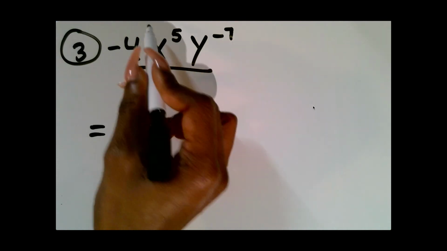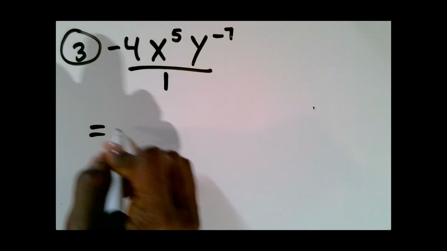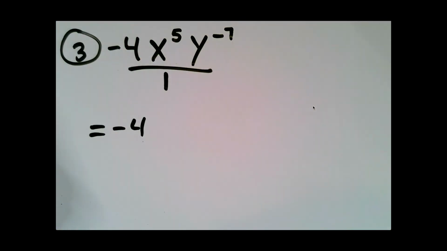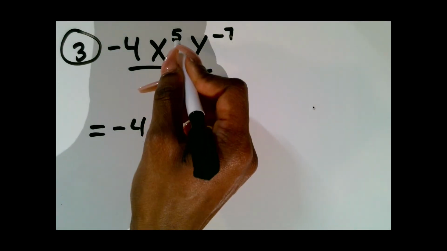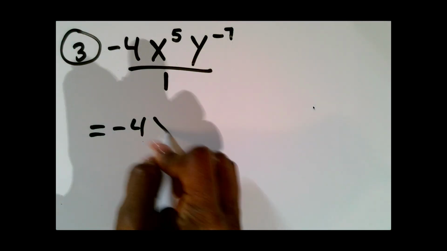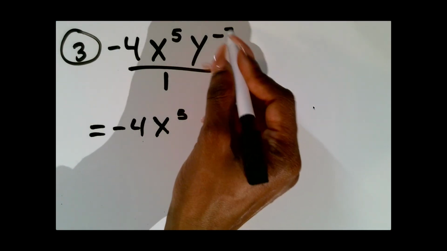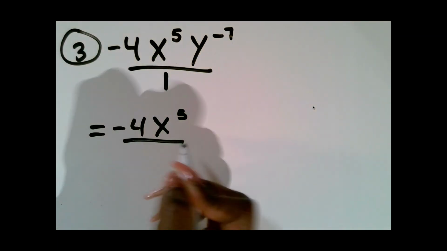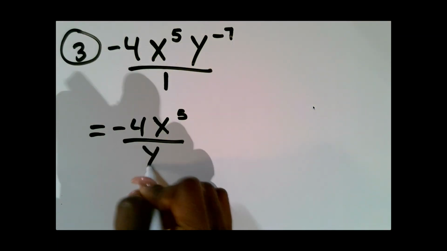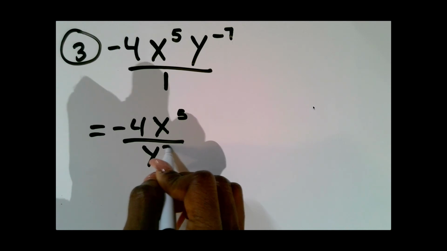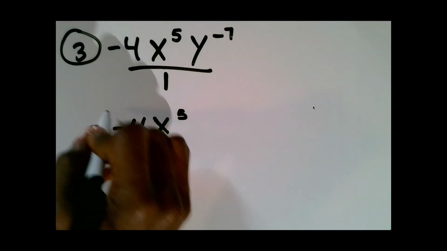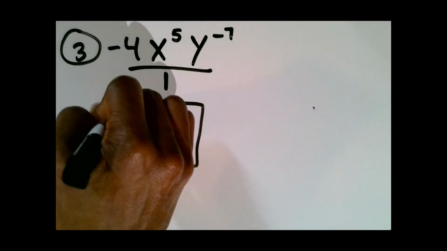My negative 4 has an exponent of 1, so it's good. It doesn't have a negative exponent. It can stay in the numerator. My x has a positive 5 exponent, so it can also stay in the numerator. But my y to the negative 7 is unacceptable, which means I have to flip it, which means it now becomes a part of the denominator and becomes y to the power of positive 7. And this would be my final answer.